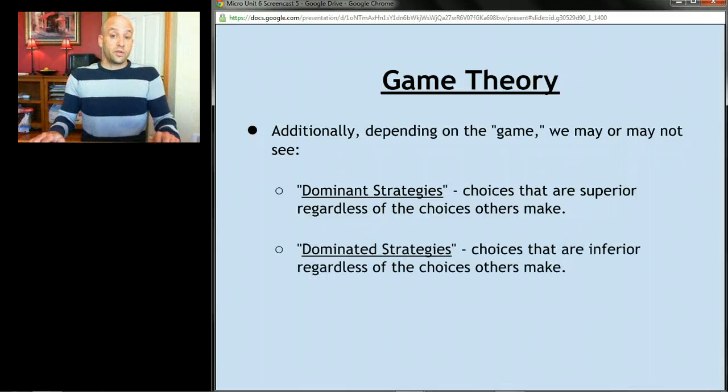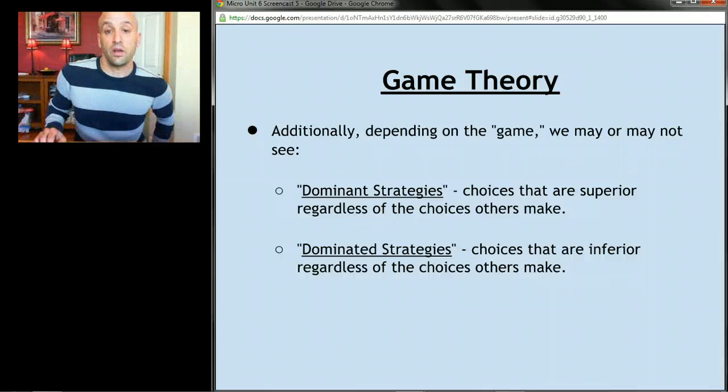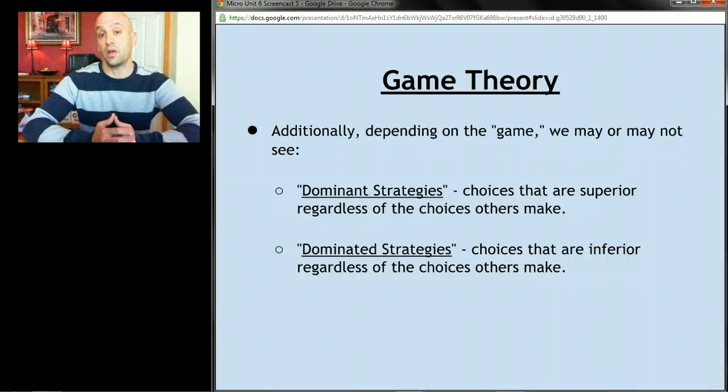The opposite of a dominant strategy is what's called a dominated strategy. And you can just simply think of that as an inferior choice, a choice that will make you worse off no matter what other people do.